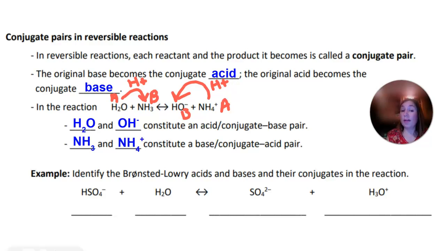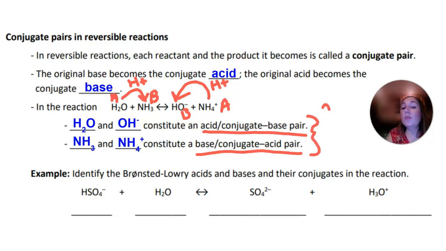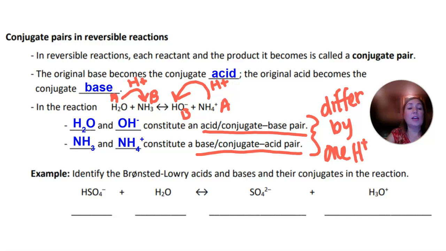NH3 and NH4+ constitute an acid-base pair. So these conjugate acid-base pairs, in general, only differ from each other by one H+. That's the definition of a conjugate acid-base pair. So we had water as the acid and OH minus as the conjugate base of that acid. So that was one acid-base pair.